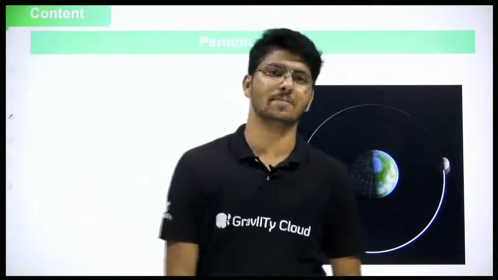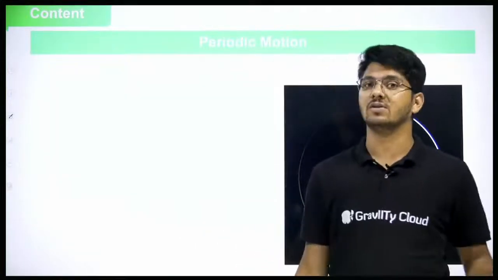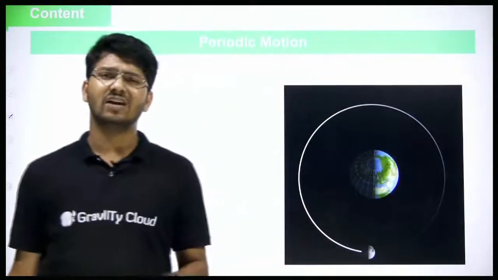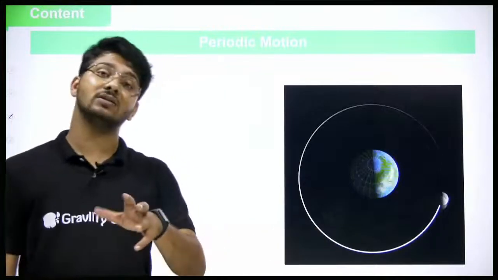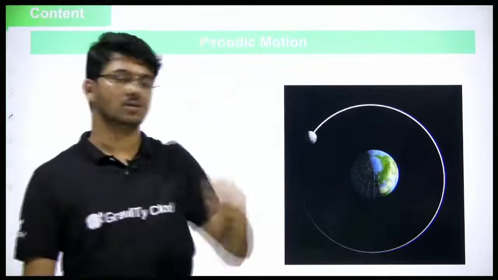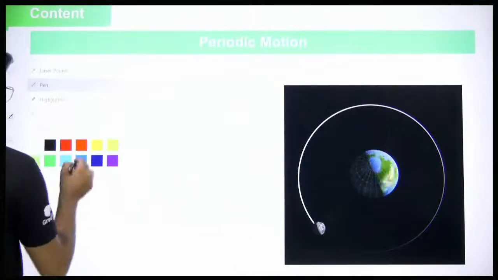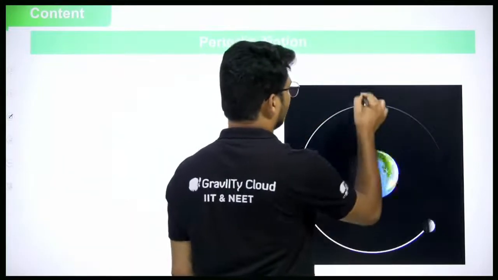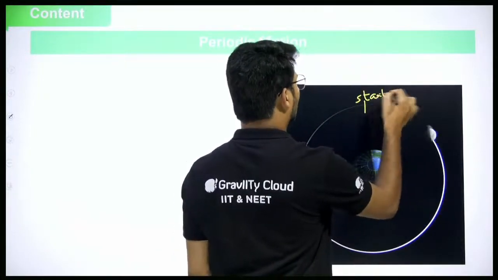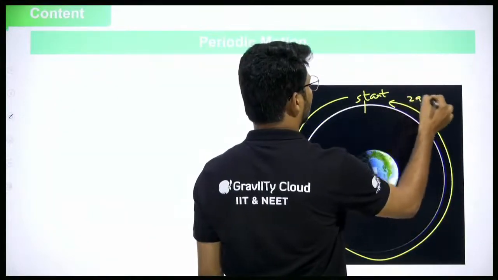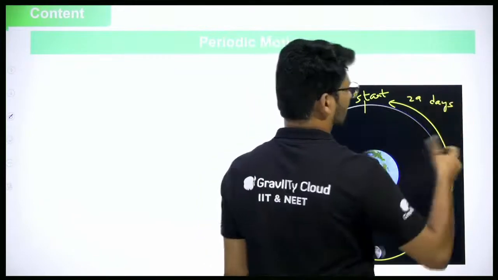Then you have periodic motion. Now what is periodic? Periodic means it will repeat after regular intervals. For example, take the moon revolving around the earth. That's roughly 29 days. After 29 days, the moon again comes back to the initial position and starts revolving again. Let's say the moon starts from here, this is the start point. The moon will go around and again come back after how much time? After roughly 29 days.